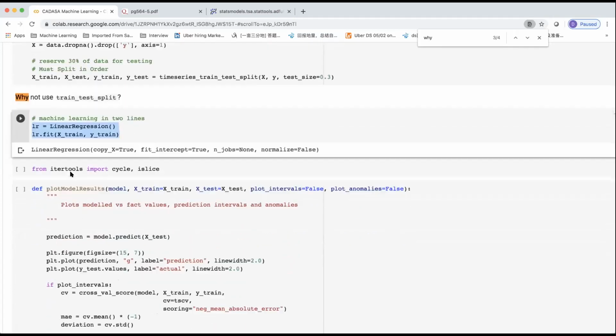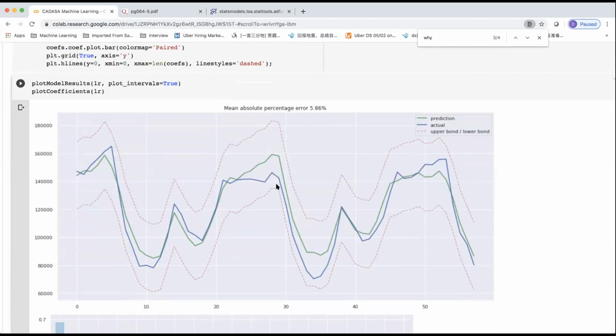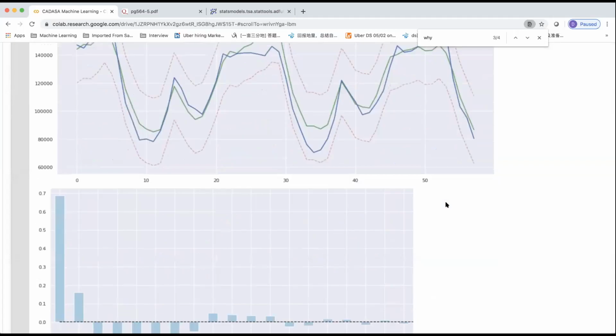After you finish the regression, we plot everything on the graph. The blue line is the original y, the green line is the linear prediction, and this is the confidence interval. As you can see, the mean absolute error is 5.86%, and the prediction is actually not bad. It follows pretty closely to the actual data set.